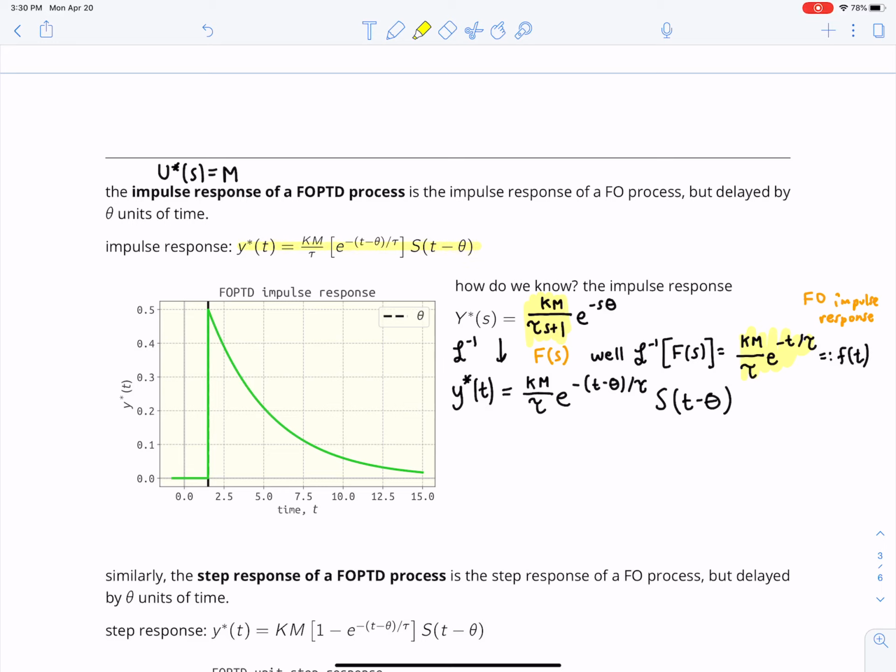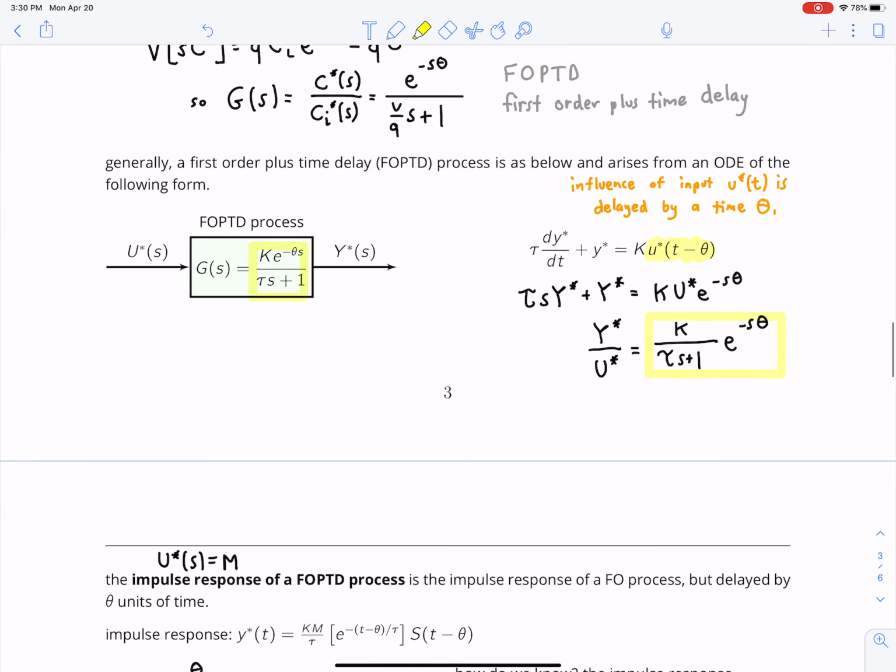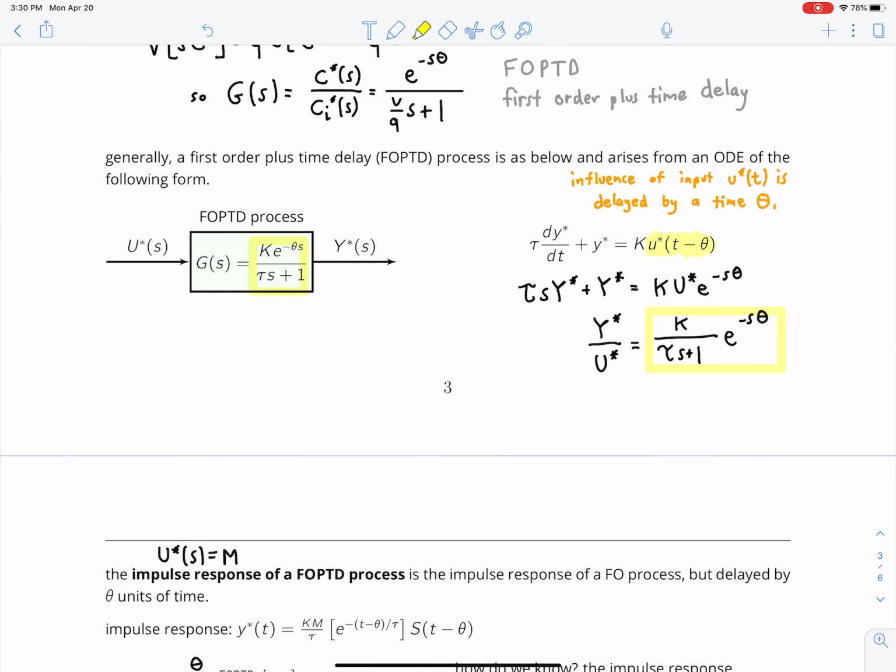And I plotted it right here. So all we've done is shifted the impulse response by theta time units to the right. So this is the impulse response of a first order process, exactly the same shape, just shifted to the right. Which makes sense, right? If the input is delayed, then simply the output will be delayed by theta units as well.